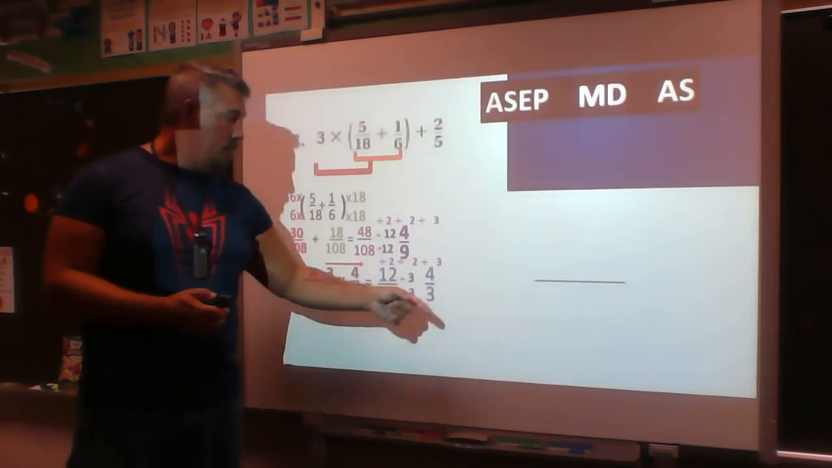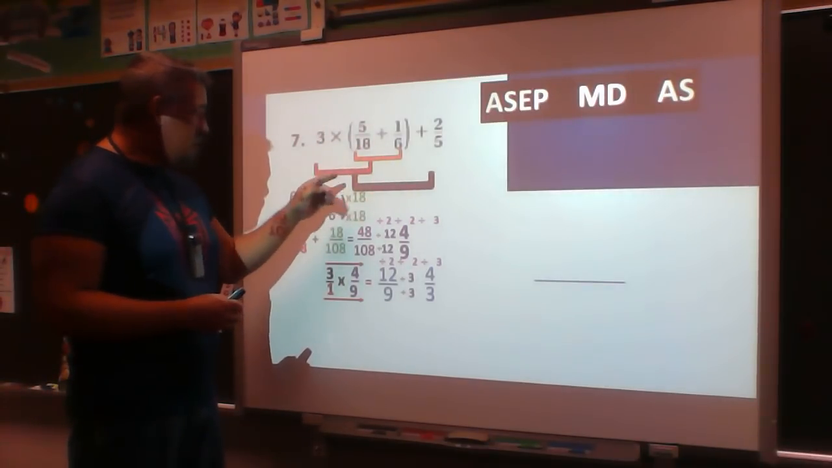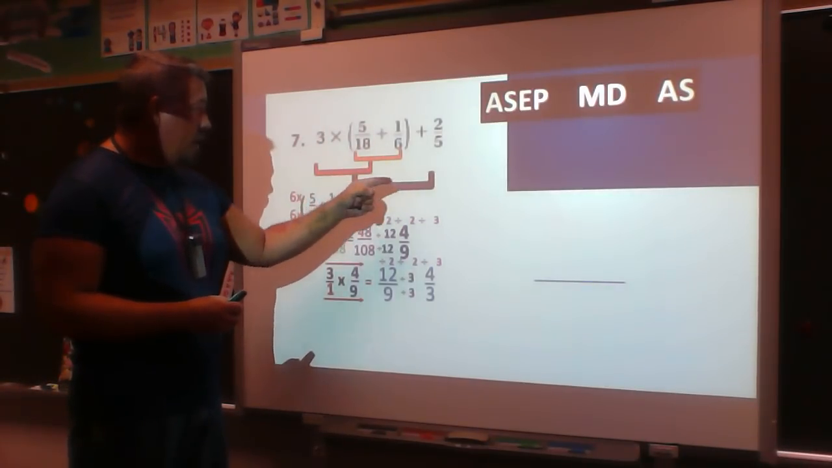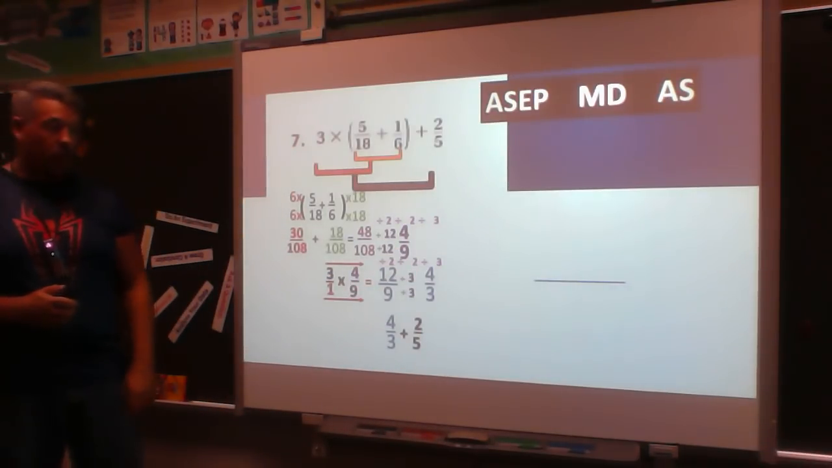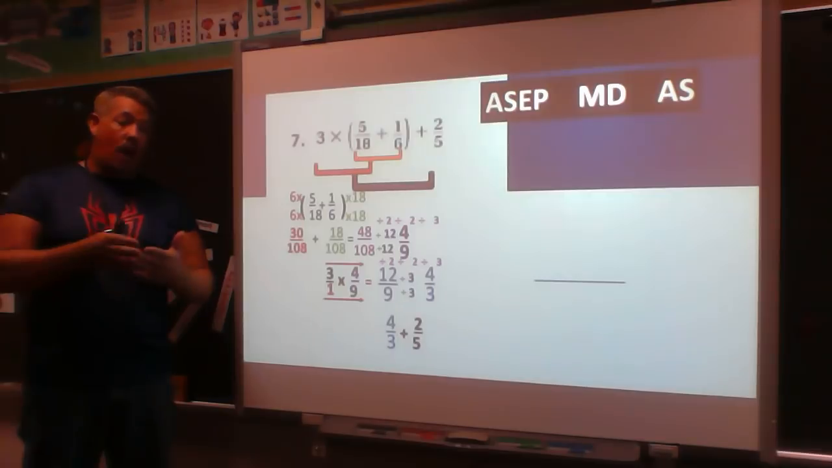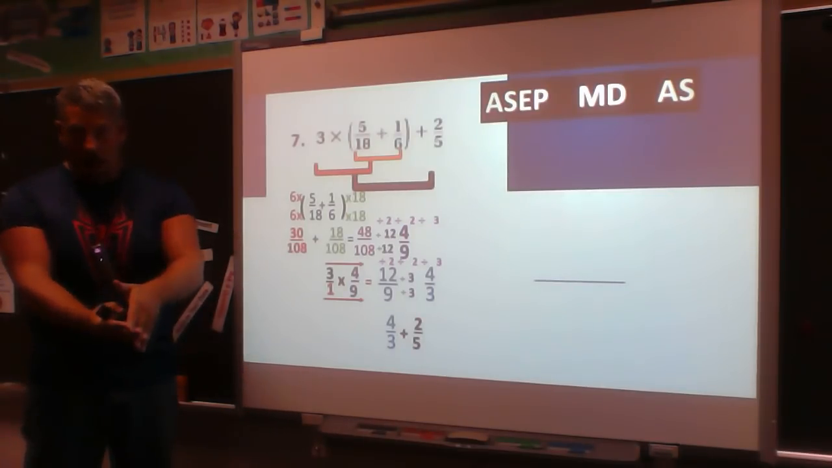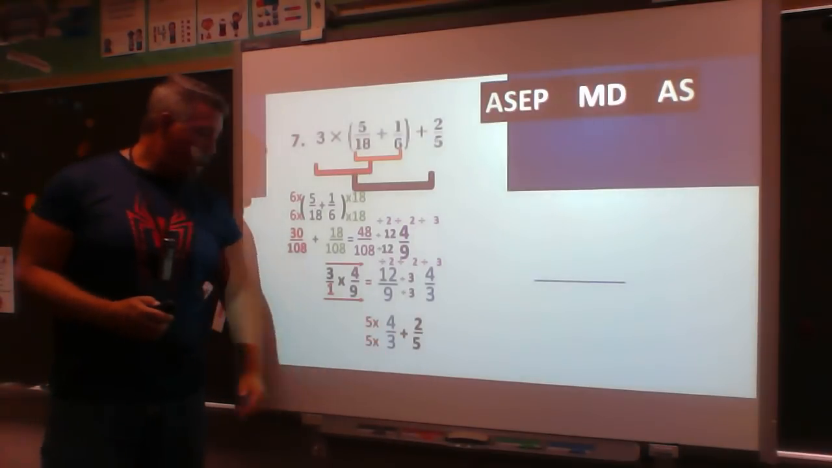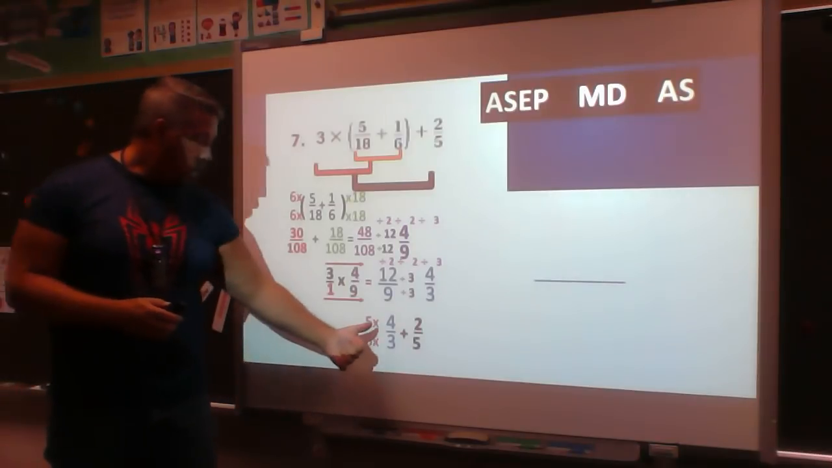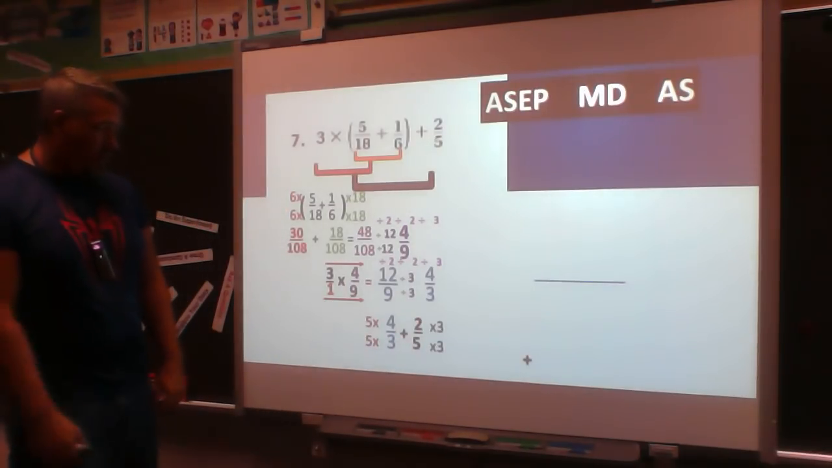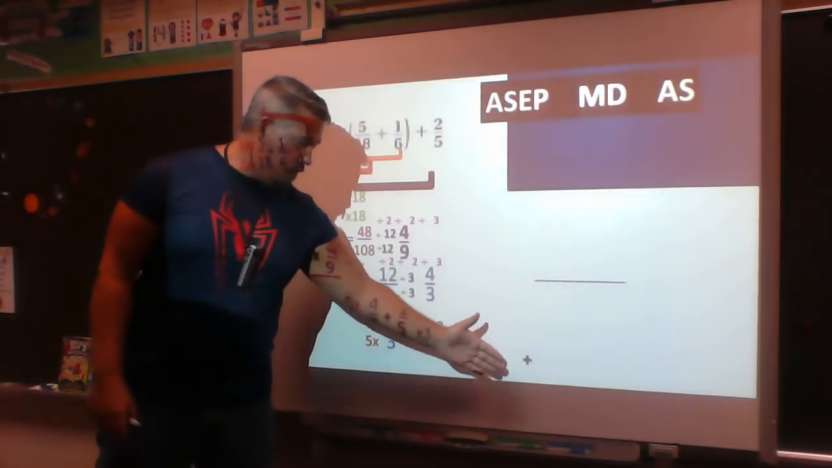Then I can add my 2/5 to it. So I'm taking what this answer is for all of this, which is my 4/3, and then I'm doing my last step, which is adding 2/5 to it. Adding fractions, I can add fractions, but I have to have common denominators, which I don't have. So I'm going to multiply by my opposite denominators. Here's a 5, I multiply by 5s. Here's a 3, I multiply by 3s. I know whatever I get for those two answers, I'm going to add together.